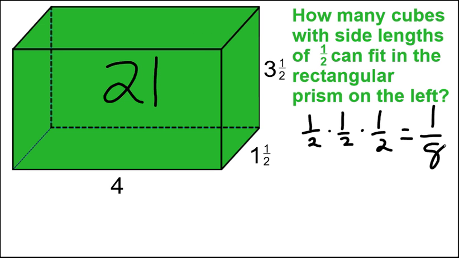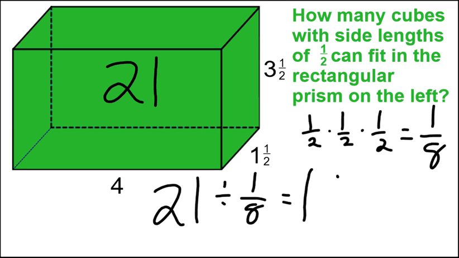What we're trying to find is how many times the little box can go into the big box, or how many of them can go into it. When we're going into something, that's division. So we do 21 divided by 1/8. That gives us 168. So that's saying we could fit 168 of those little cubes into the big box. Any questions on that one?